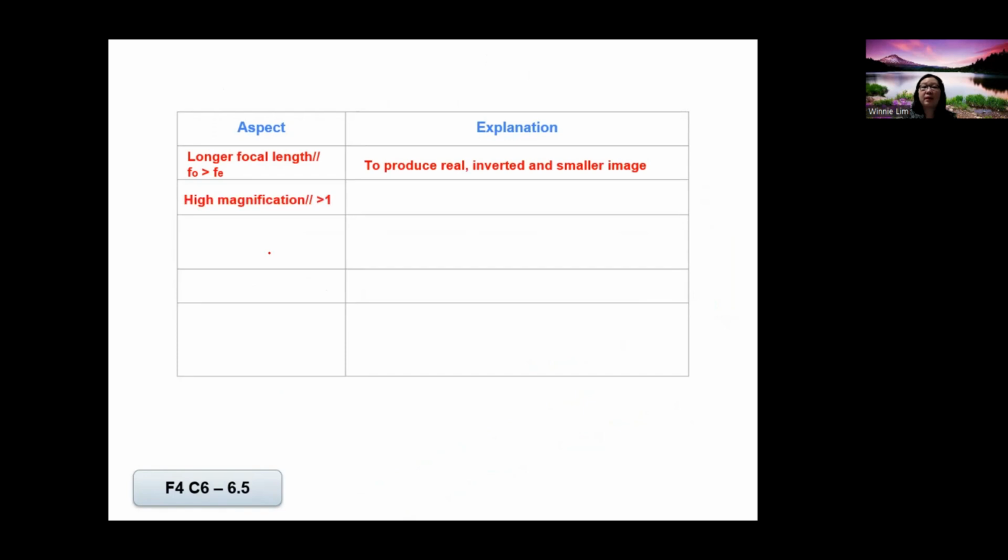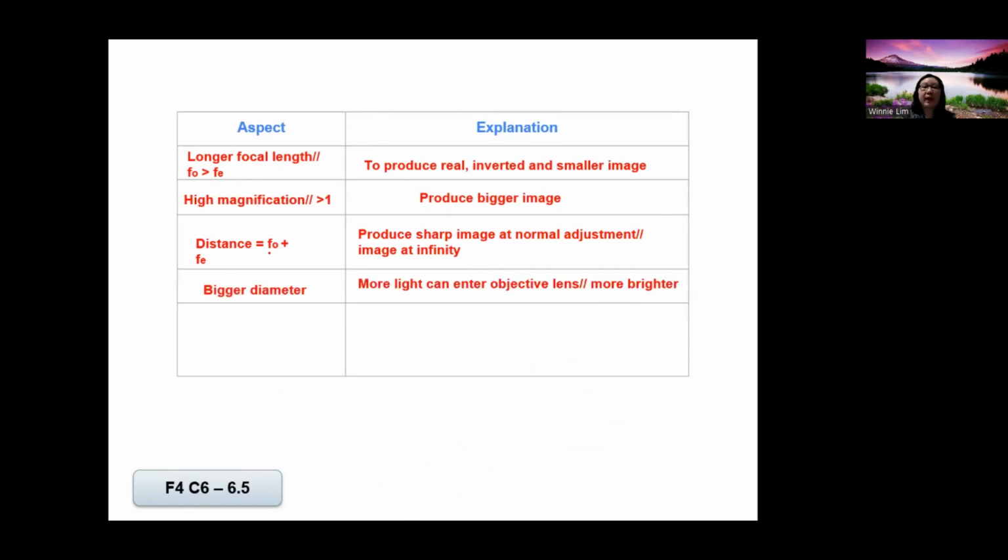Then you have high magnification. Why? It produces a bigger image. Then the distance is FO plus FE, giving a sharp image in normal adjustment. And then a bigger diameter means more light can pass through, giving a brighter image. So you say you choose P and then you repeat all the characteristics mentioned. Then you get 10 marks.